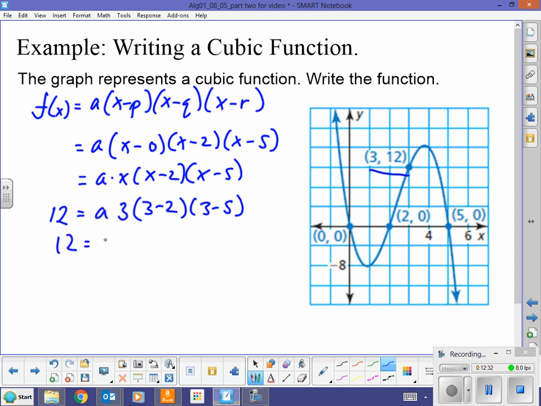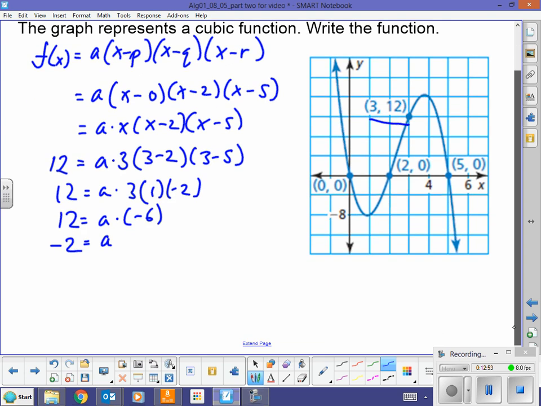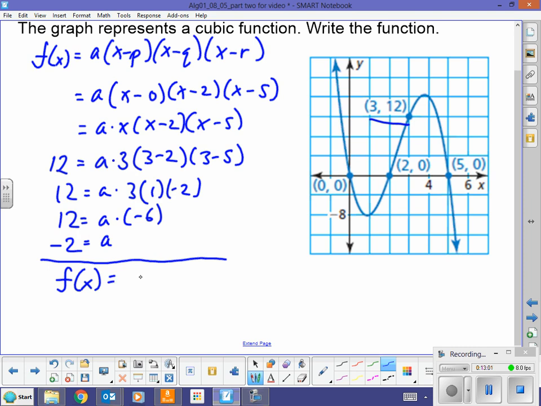12 is equal to a times 3 times 1 times negative 2. 12 is equal to a times negative 6. So a is equal to negative 2. Okay, so I'm going to use that negative 2 now to write this function. And so this is going to be f of x. This is part 2 or part 3. f of x equals negative 2 times x minus 2 times x minus 5.